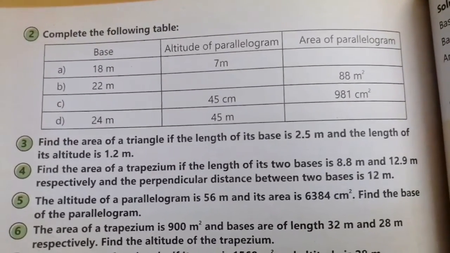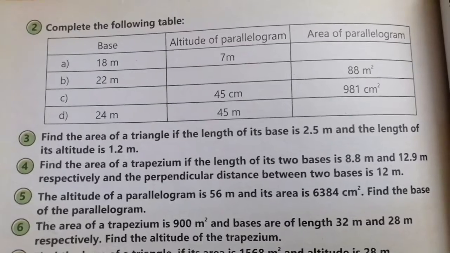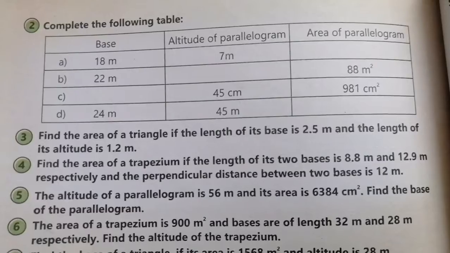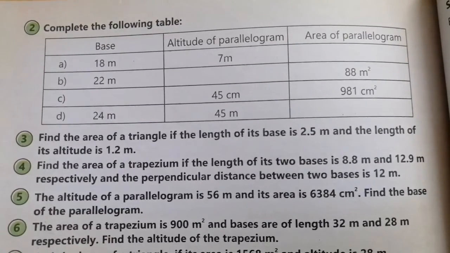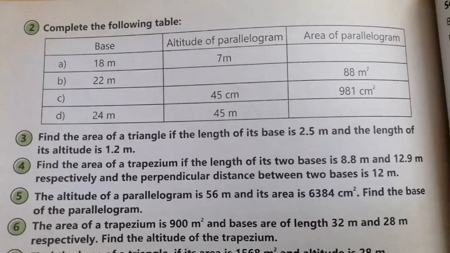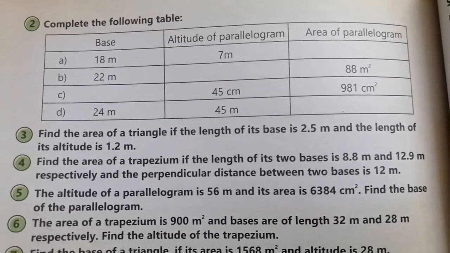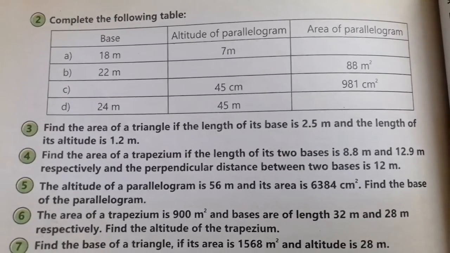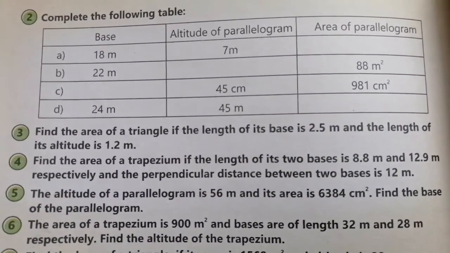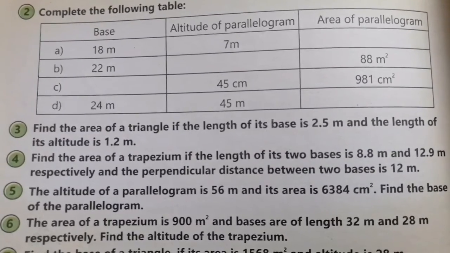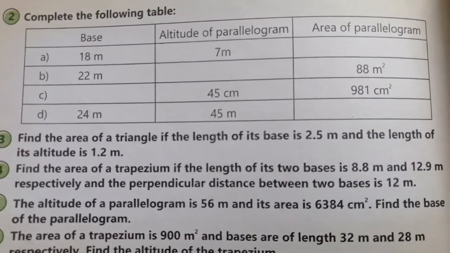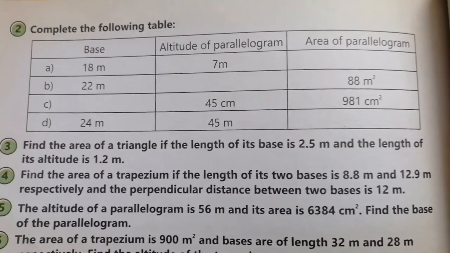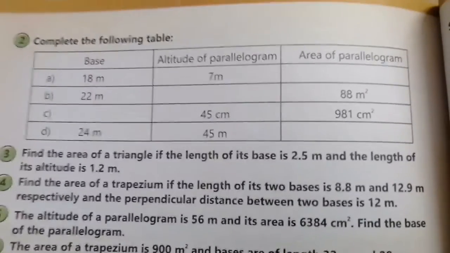Okay, now we are going to solve question number 2 of exercise 11.4, chapter number 11, the area and perimeter section, where we have to fill in the missing quantities using the formula to find the area of a parallelogram. So let's see how we can do it.